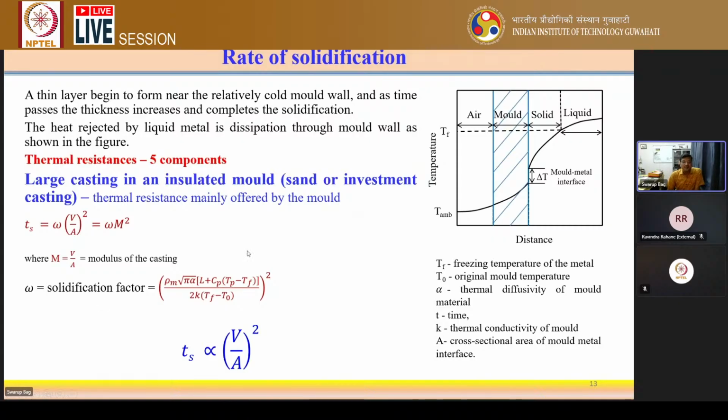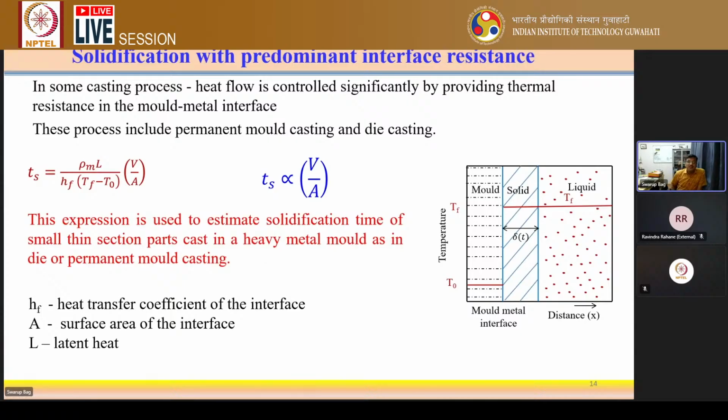So we understand the solidification time is proportional to V by A squared. Now, if the thermal resistance of the mold-metal interface dominates, that means in this case, maybe the die casting process, the solidification time is different. It depends on the volume by area ratio only, not the square. So that's why the die casting is something different, because we mostly use a metal as the mold material. So here the contact resistance is basically between the liquid and the solid, and the solid to mold interface, where some resistance exists.